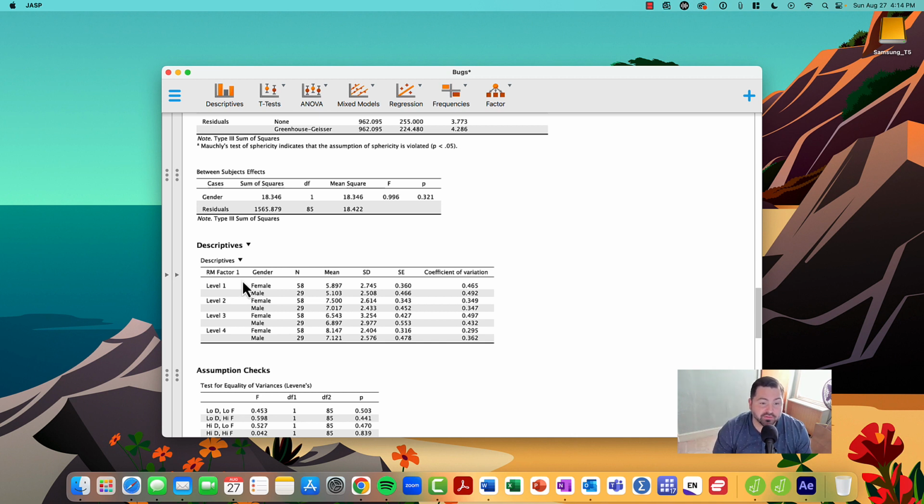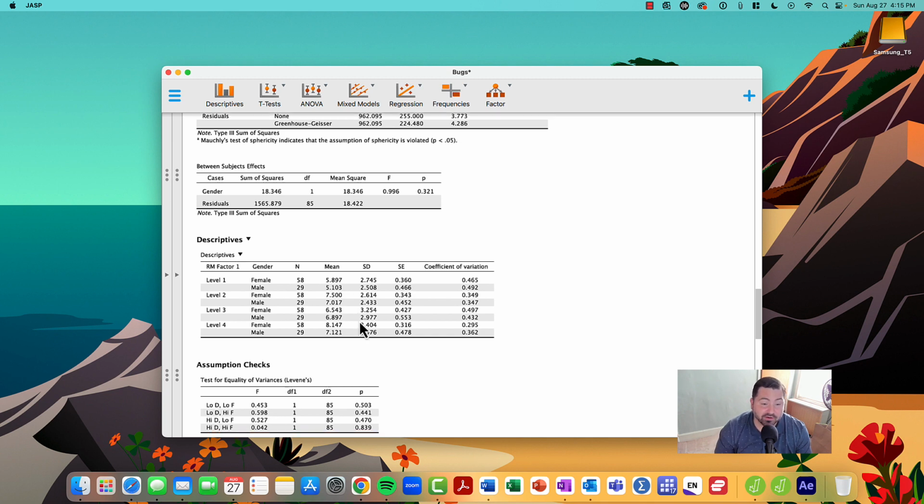You can see that for level 1, the female group has 58 participants, 5.897 is the mean, and 2.745 is the standard deviation. For males, it's 29 participants, 5.103 mean, and 2.508 standard deviation. This is done for each of the levels of the repeated measures independent variable. So we have our means, we have our standard deviations, and we have these data for both levels of our independent variable. Very, very important.